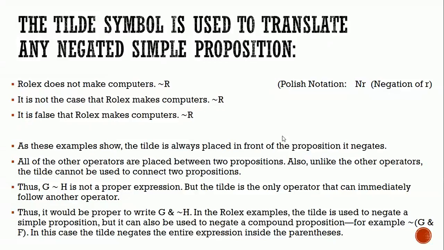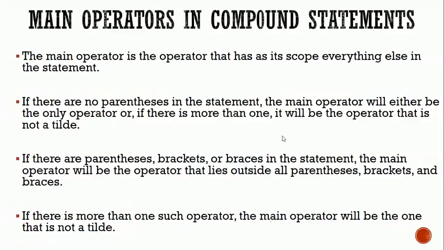In the Rolex example, the tilde is used to negate a simple proposition, but it can also be used to negate a compound proposition. For example, not parentheses G and R, G and F. In this case, the tilde negates the entire expression inside the parentheses. All right, sorry to confuse you with the ampersand, but dot, ampersand, you get it.